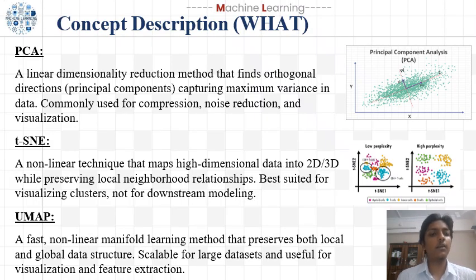Now UMAP. It is a fast, nonlinear manifold learning method. It also works on nonlinear data, but is different from t-SNE and better than t-SNE. It preserves both local and global data structure, is scalable for large datasets, and is useful for visualization and feature extraction.